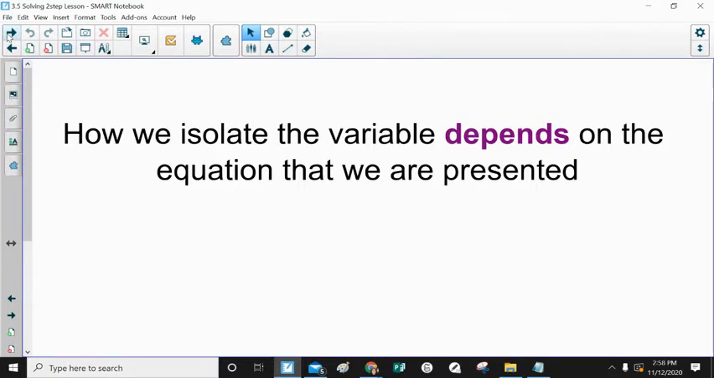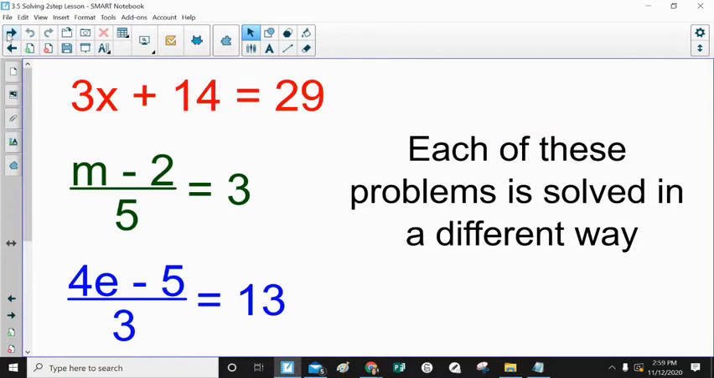I'm going to show you three different equations. Each equation is a little bit different, and there are different steps that you can perform to get the variable by itself and to ultimately isolate the variable and solve the variable. So I have three equations, one in red, one in green, and one in blue. Each equation's a little bit different, and they're all solved using the same basic steps, but just in different orders.